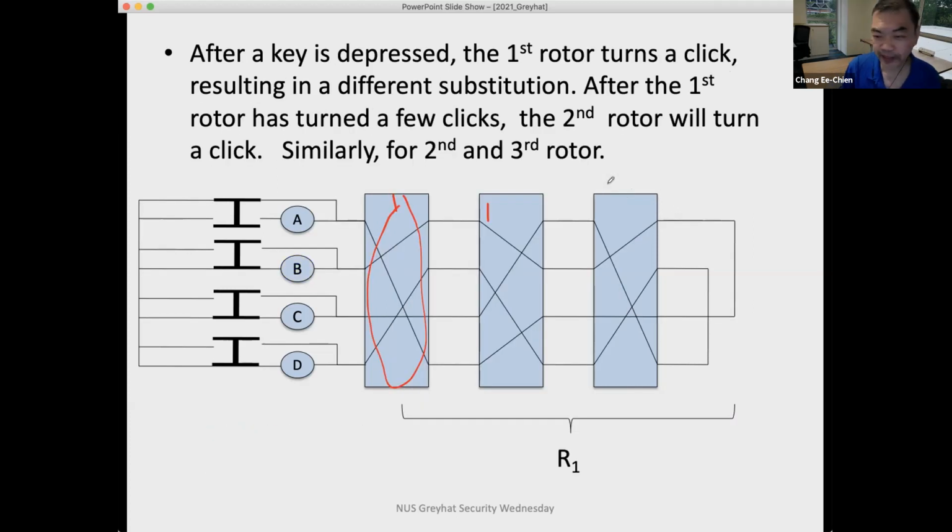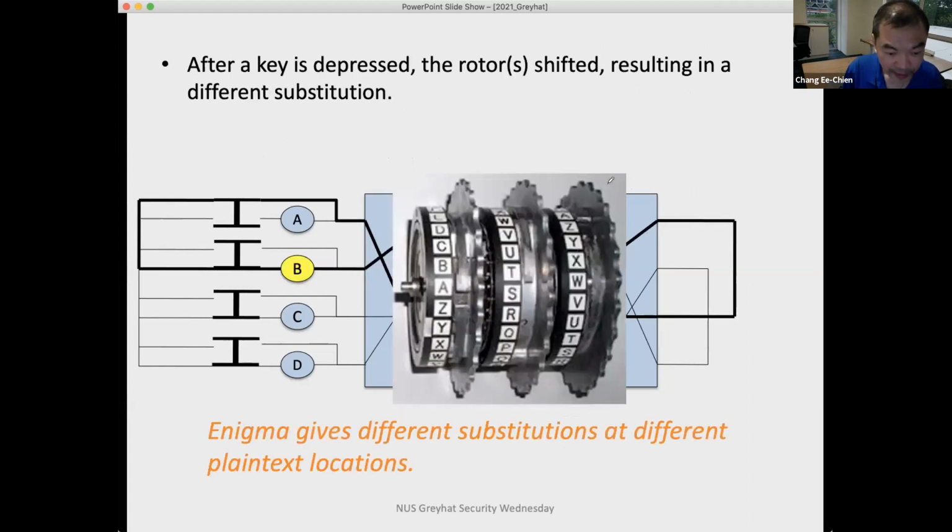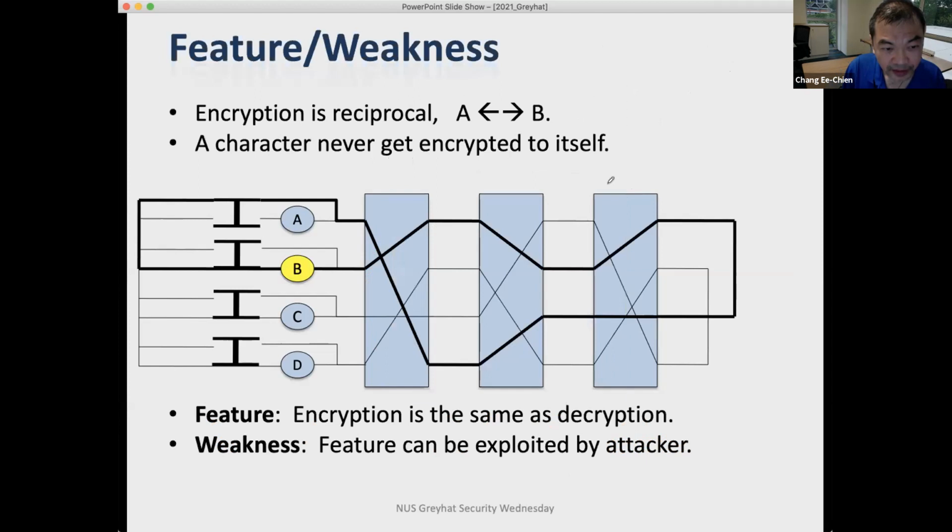That is the two main ideas of Enigma. Fine, a very smart design. And the third idea, then you look at this. The encryption is reciprocal. A encrypts to B, B encrypts to A, and a character never gets encrypted to itself. Okay, this is very good. This is a feature: encryption and decryption are the same. I think I've taught this in my class. I always stress that a feature that is useful usually is a weakness that can be exploited. So reciprocity is also one of the weaknesses of this encryption scheme.